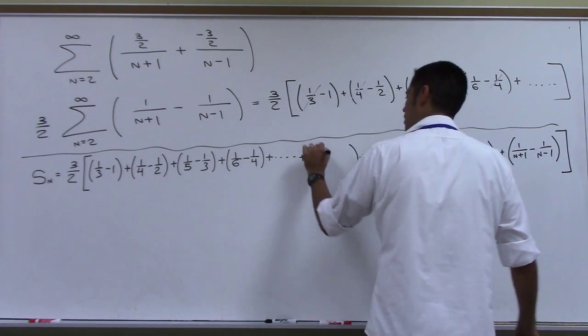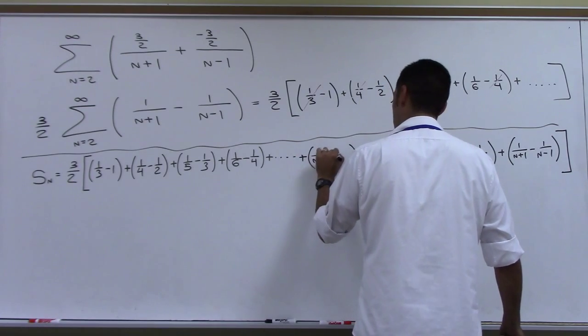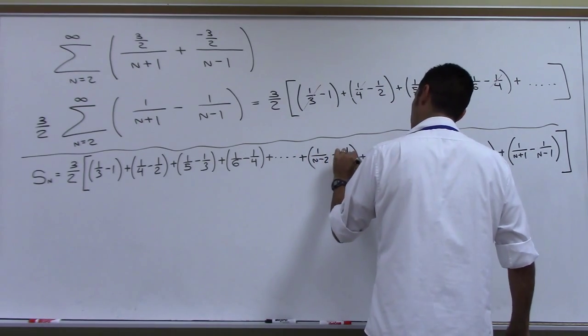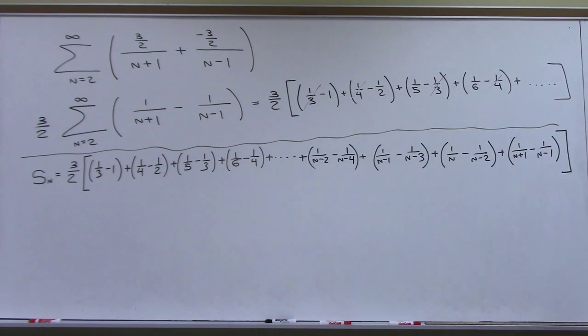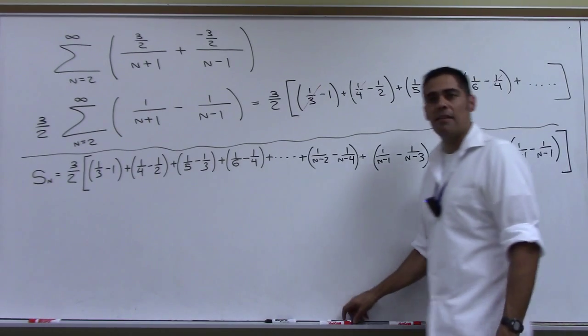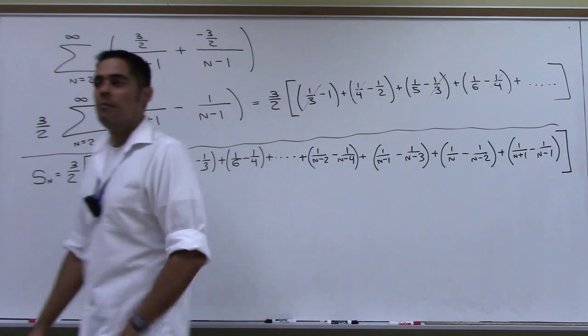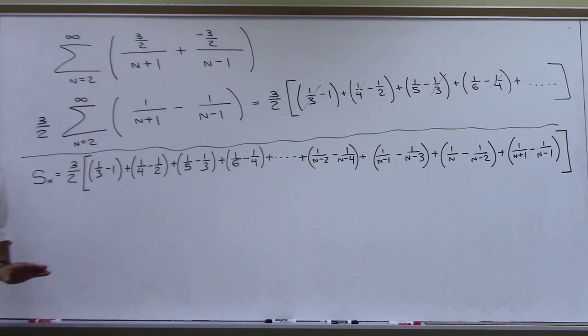I have space. You're out. 1 over n minus 2 minus 1 over n minus 4. Now look, the pattern in this one I think is exactly the same as the last one, but it's not always that pattern. All right?